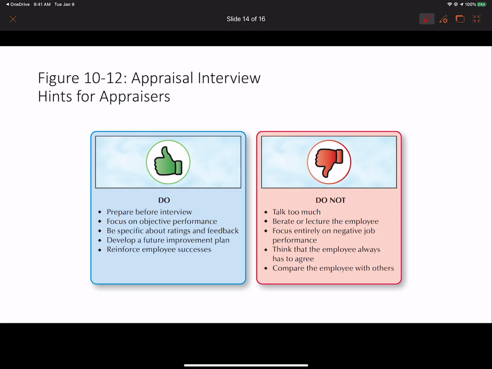Now, just some hints for the do's and don'ts of appraisals and appraisal interviews. Just prepare, be specific, focus on objective performance and not your personal assessment of them, and then reinforce employee successes. That's at the end. Just reinforce what they're doing right. Avoid talking too much. Don't lecture or berate the employee. Don't focus entirely on negative job performance. Put in the good. And don't think that the employee always has to agree. Sometimes you just have to agree to disagree. And then don't compare the employees with others.